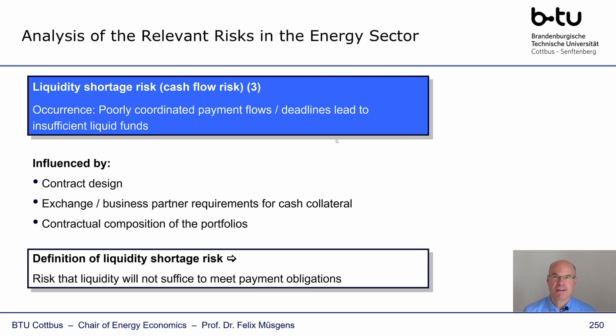How can this be avoided? Or, neutrally formulated, influenced by the design of contracts. In a way, you can specify payment dates, and the exchange business partners' requirements for cash and collateral. So you can specify in contracts that you need collateral from your business partners if certain things happen. And then the contractual composition of the portfolio: in what type of trades you engage, what products and what payment schemes you engage. And then you can also, of course, talk to your bank and negotiate in advance a certain credit line, for example. And if your operation is fundamentally safe and sound, banks are likely to agree to this. Definition of liquidity shortage risk: risk that liquidity will not suffice to meet payment obligations. That's liquidity shortage risk, in short.